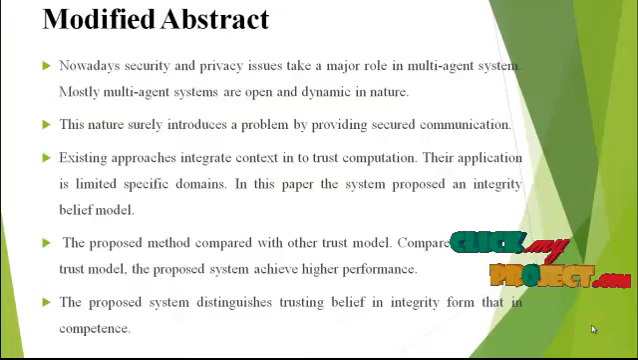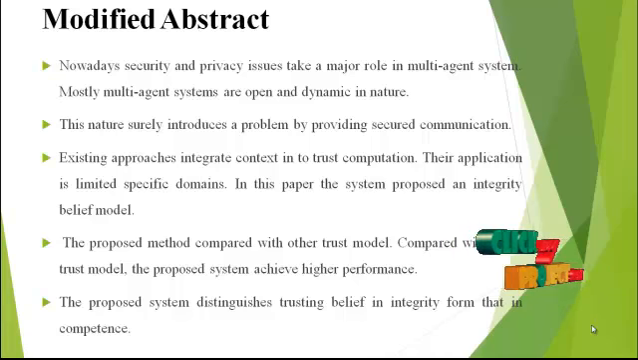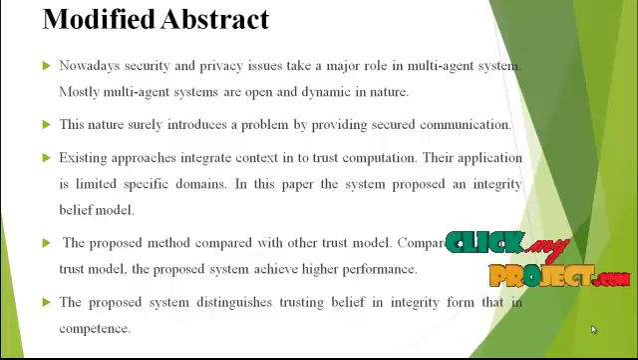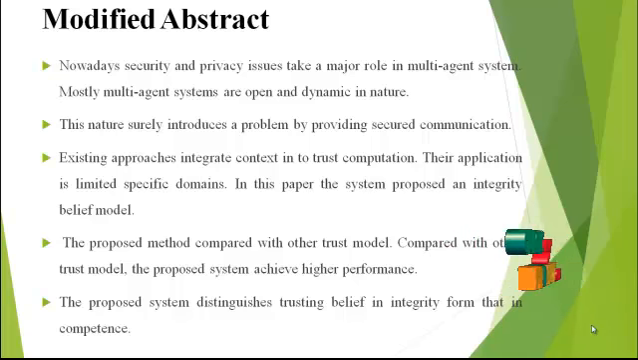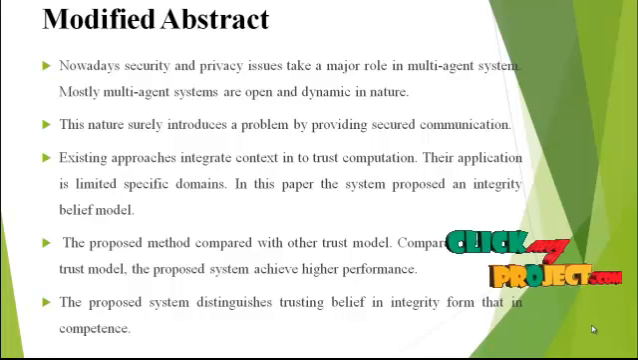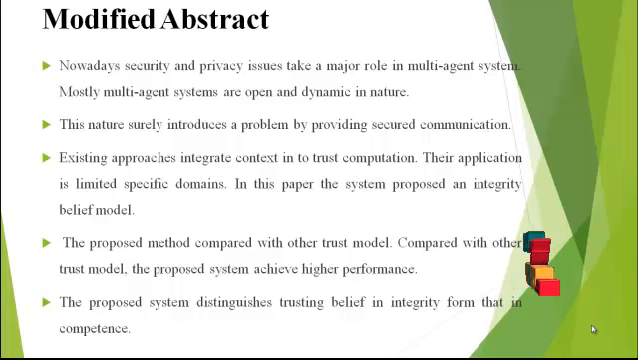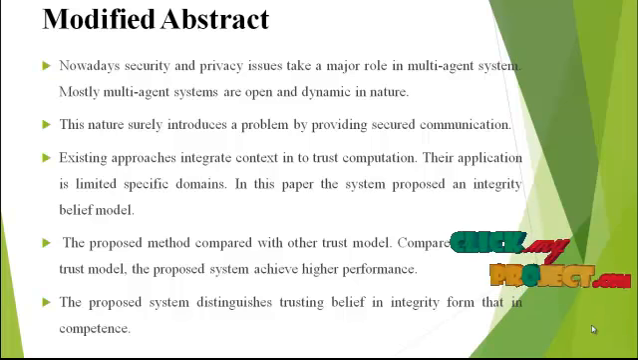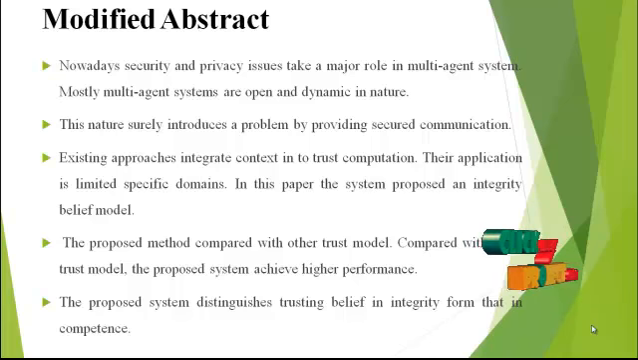Let's see the abstract. Nowadays, security and privacy issues take a major role in multi-agent systems. Mostly, multi-agent systems are often undynamic in nature. This nature introduces a problem in providing secure communication. Existing approaches integrate context into trust computation, where application is limited to specific domains. In this paper, the system proposes an integrated belief model. Compared with other trust models, the proposed system achieves high performance. The proposed system distinguishes trusting belief in integrity from trusting belief in competence.